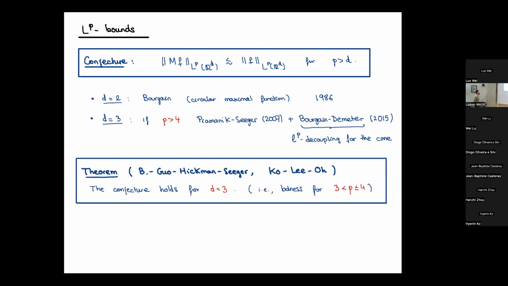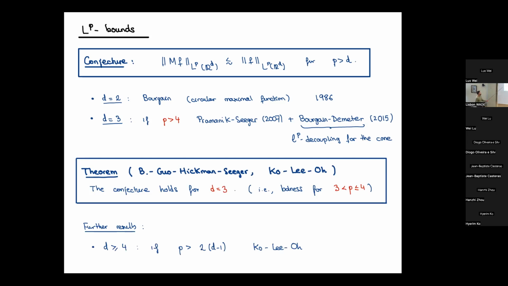And so the first theorem I want to present is that the conjecture actually holds for p greater than 3, and one can push down the exponent between 3 and 4 and cover the missing range. Okay, and this was obtained with Guo, Hickman, and Seeger, and it was independently obtained by Ko, Lee, and Oh.